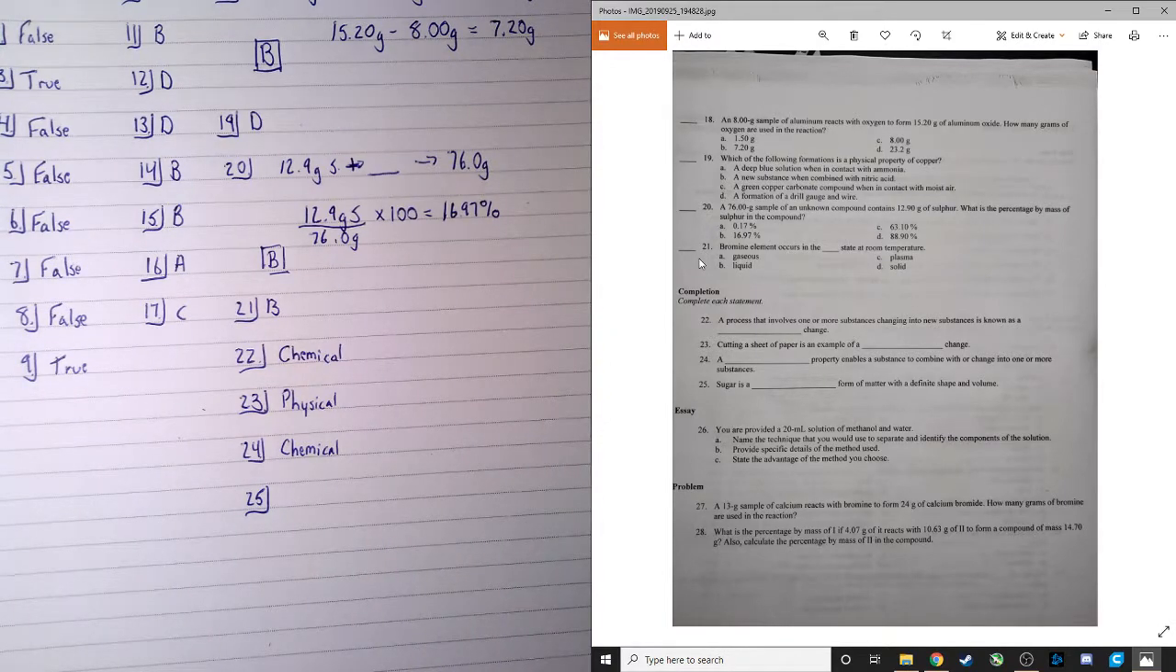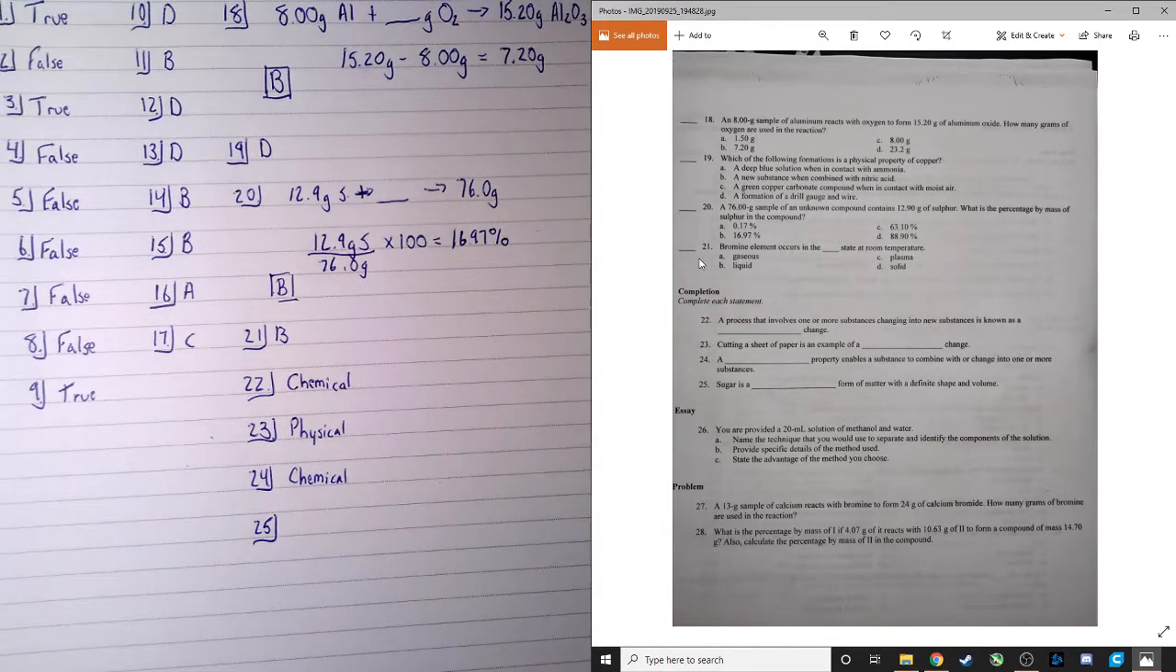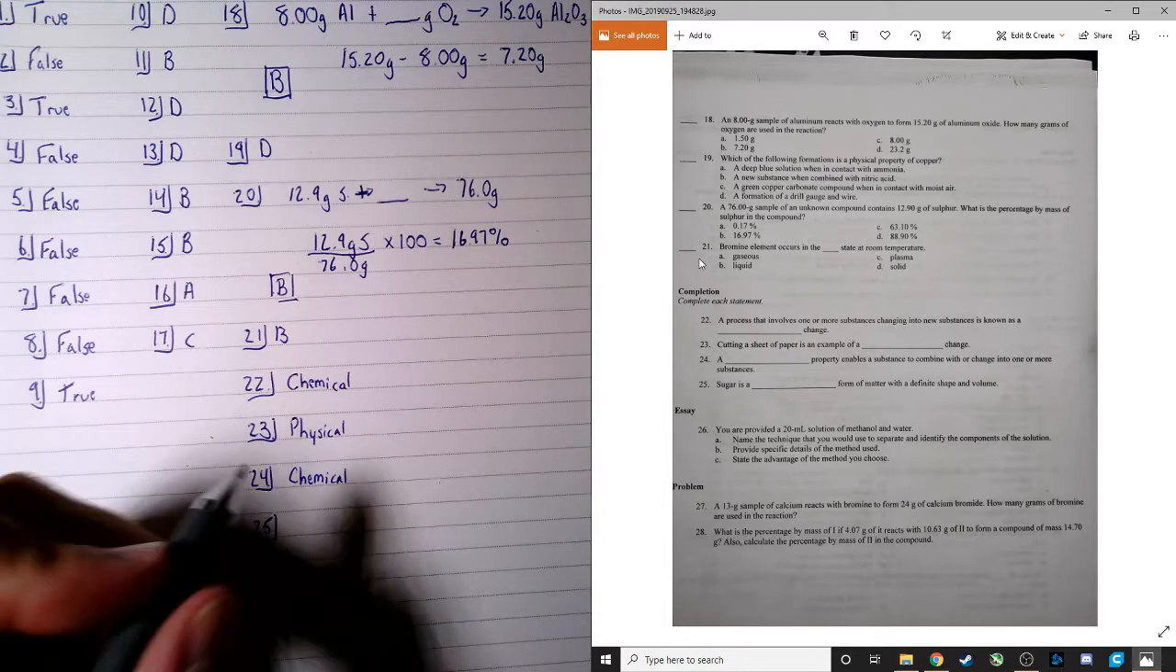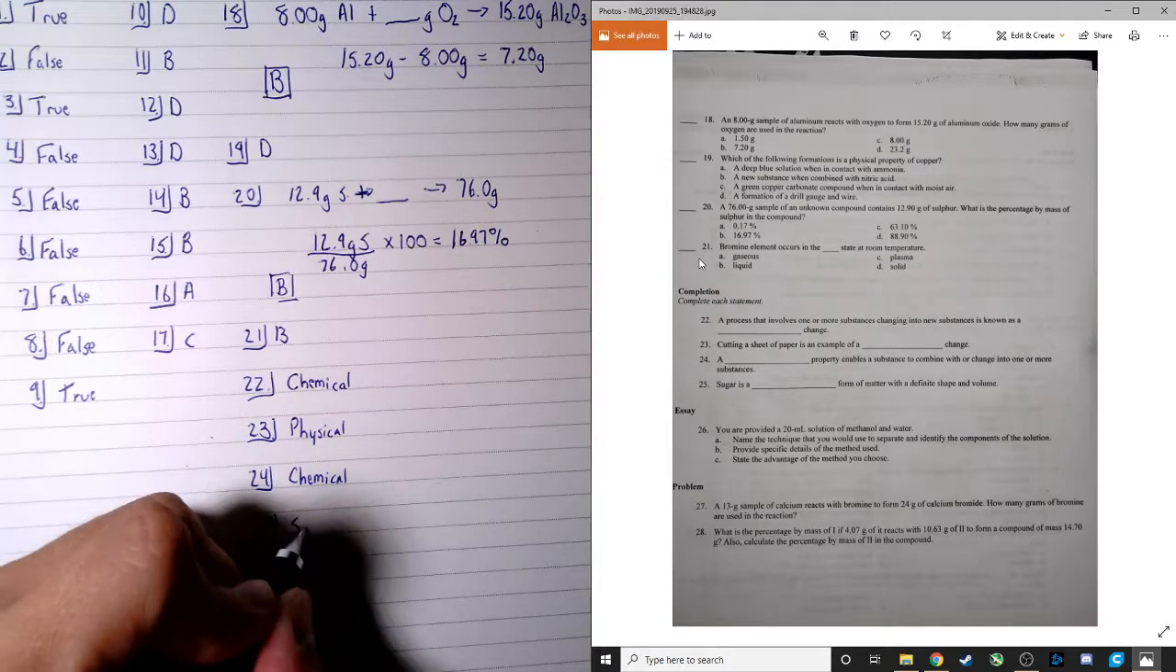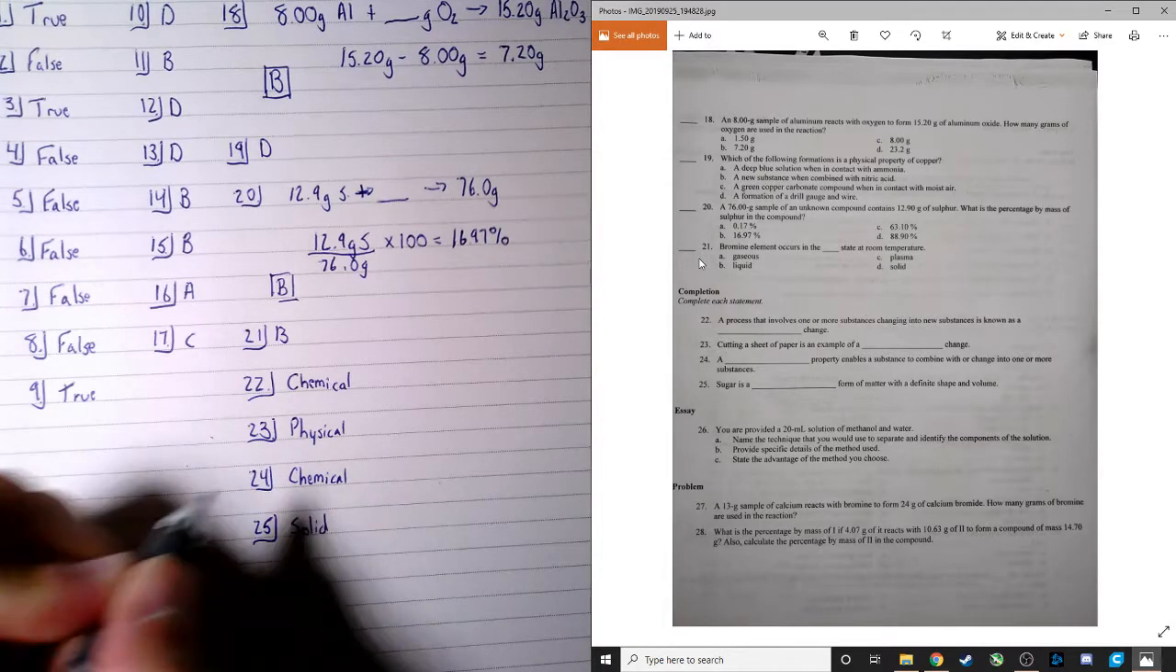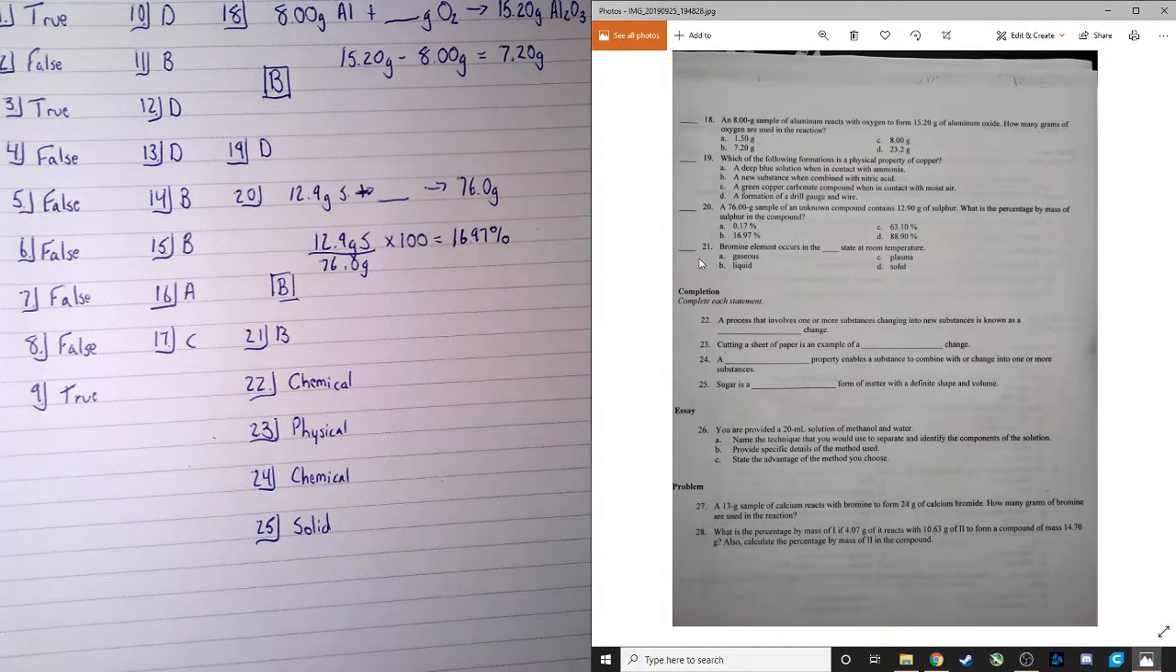Number 25. Sugar is a blank form of matter with a definite shape and volume. Sugar is a solid, so therefore it has a definite shape and volume. All right. Number 26, I'm just going to talk about this one.